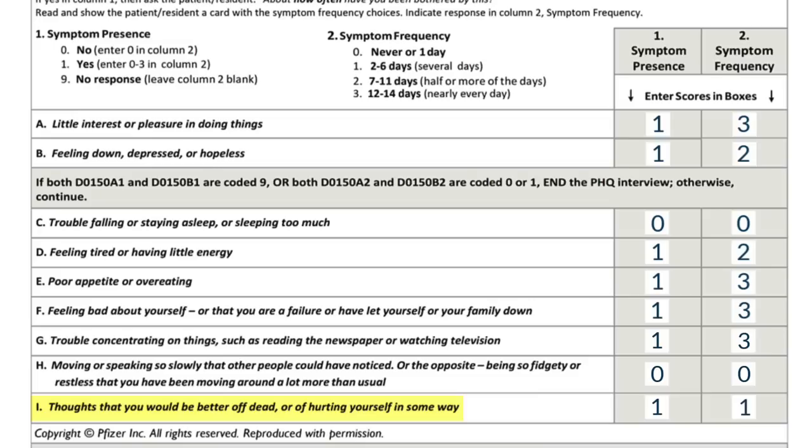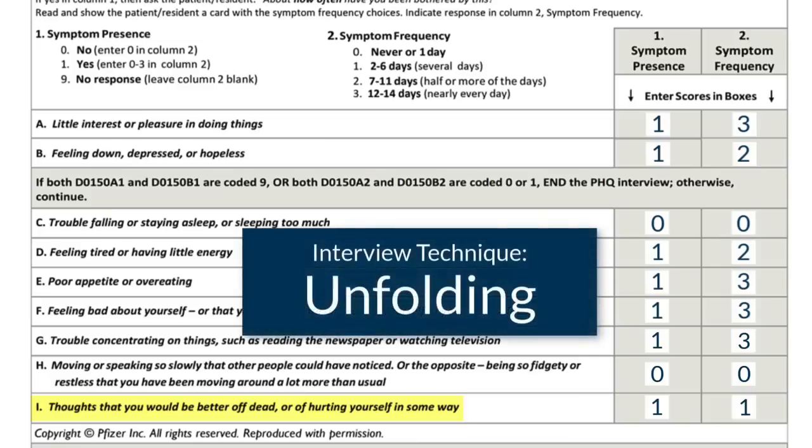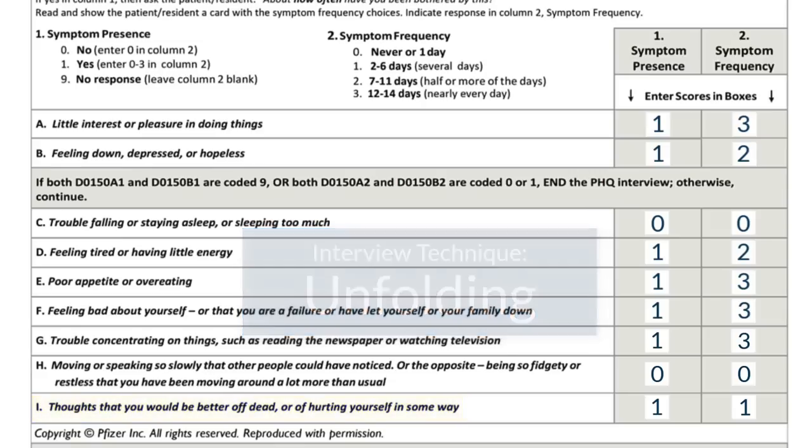Ms. Swanson reported having difficulty identifying how often she was feeling these symptoms. Understanding this, the nurse used an unfolding technique. By offering various frequency options, the nurse helped Ms. Swanson narrow down her response to more accurately reflect her symptom frequency.